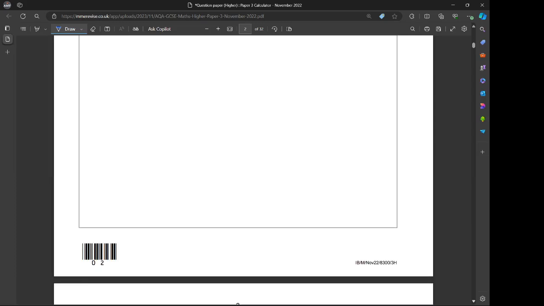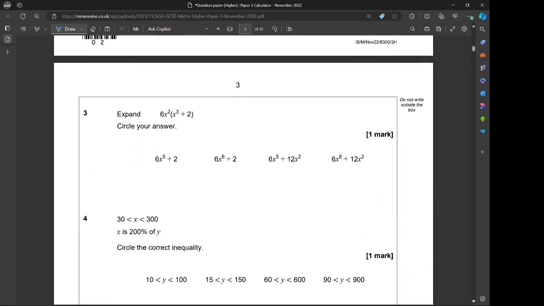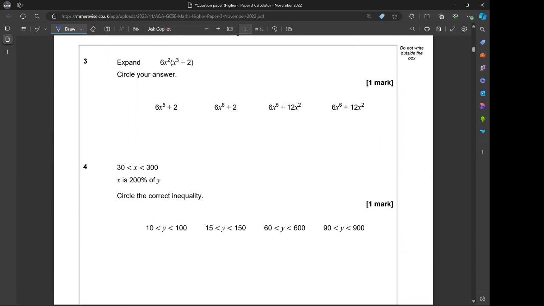Awesome. Let's move on now. Expanding single brackets. Again, I think that's likely to come up tomorrow on both exam boards. So expand this single bracket: 6x squared times x cubed plus 2. Drop your answers in the chat. Is it option 1, 2, 3, or 4, guys? Let me know. Be careful with your powers.